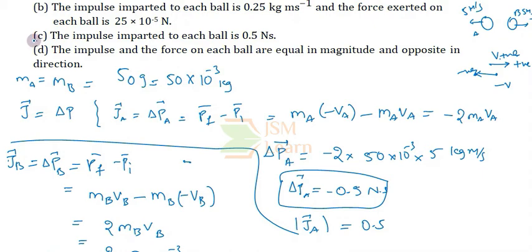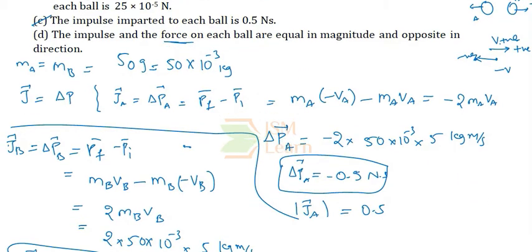They have given the magnitude. It is true. So coming to option D, the impulse and the force on each ball are equal in magnitude. We have seen that the impulse on each ball was equal in magnitude but opposite in direction. We have seen that already.